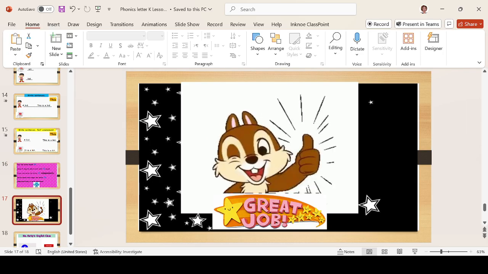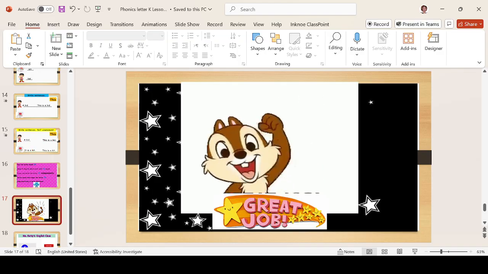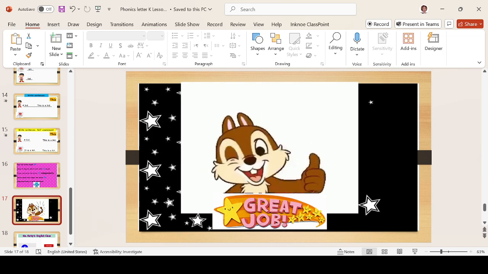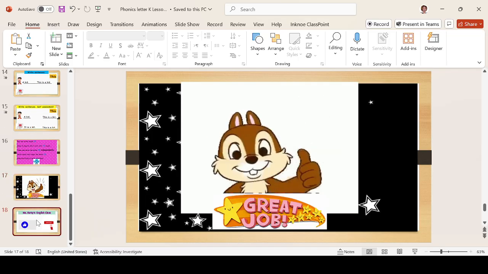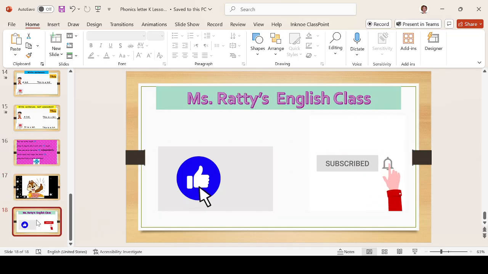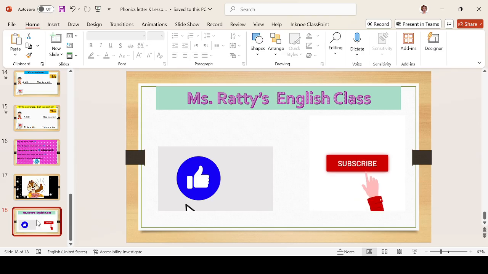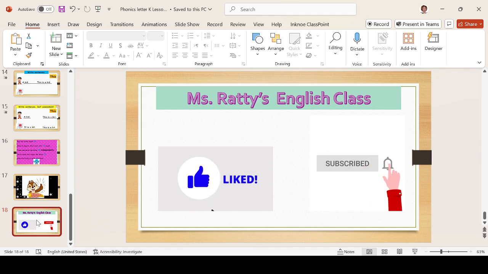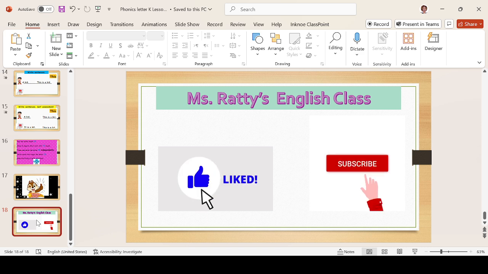Now great job everyone. Well done for joining the lesson. Thank you so much for doing your activities. I want you to keep on practicing to read and write in English, to practice to say the letter sounds. Even when you are walking around, if you see any letter, try to say its sound. Okay, that's the way we learn.